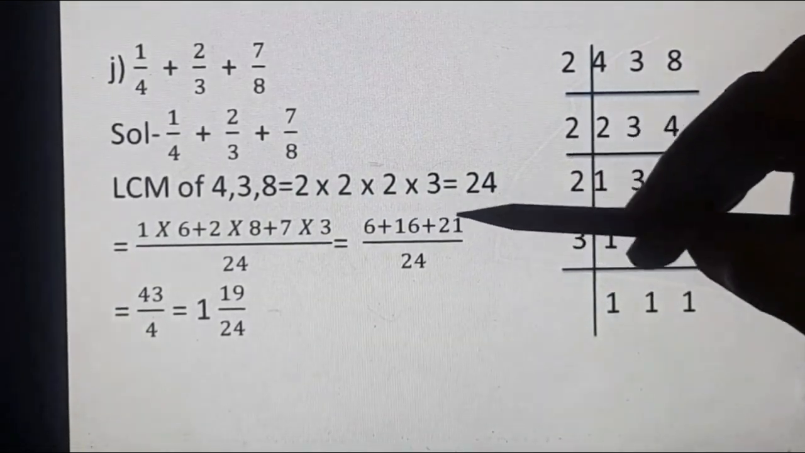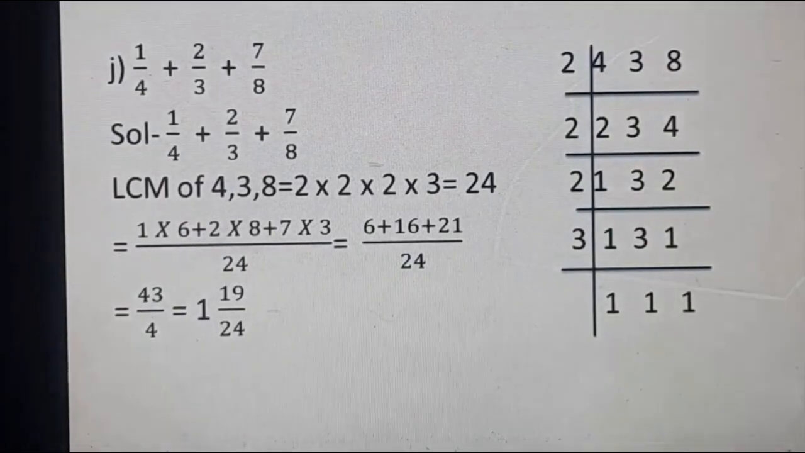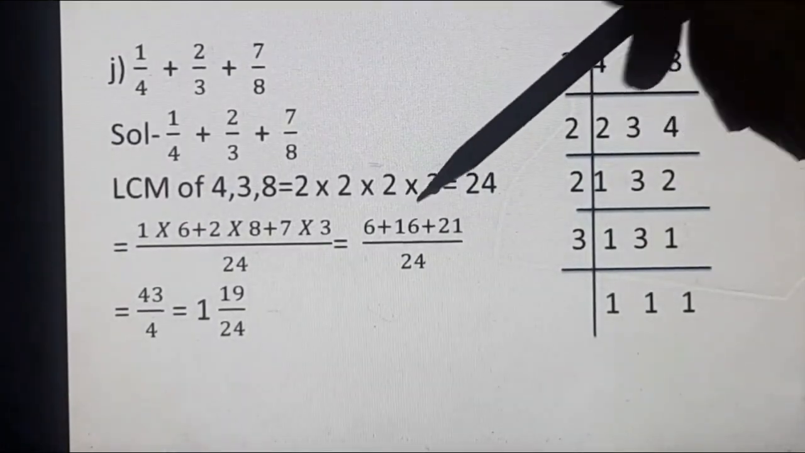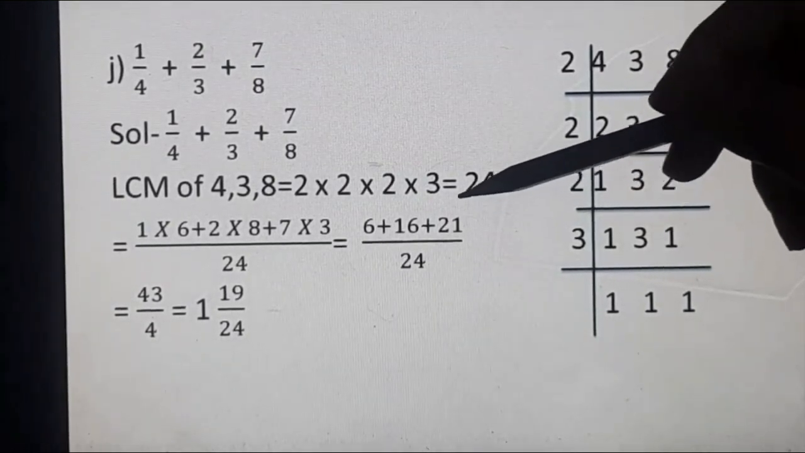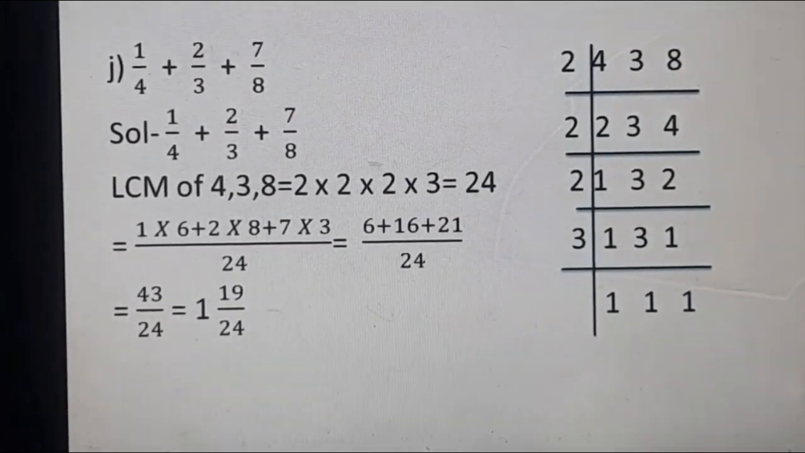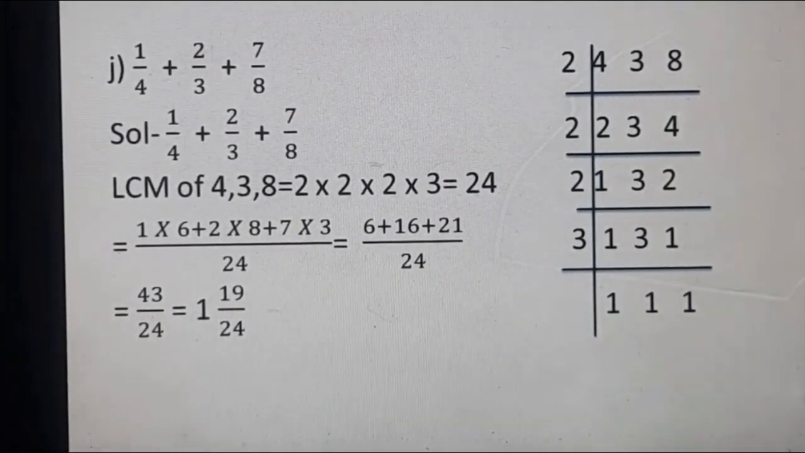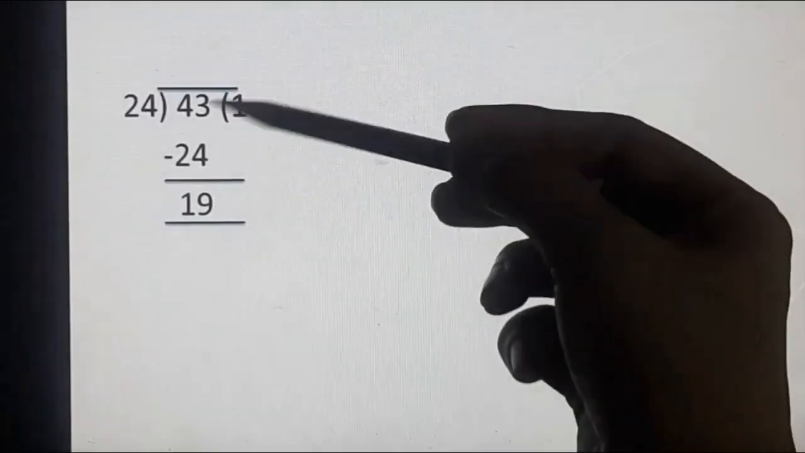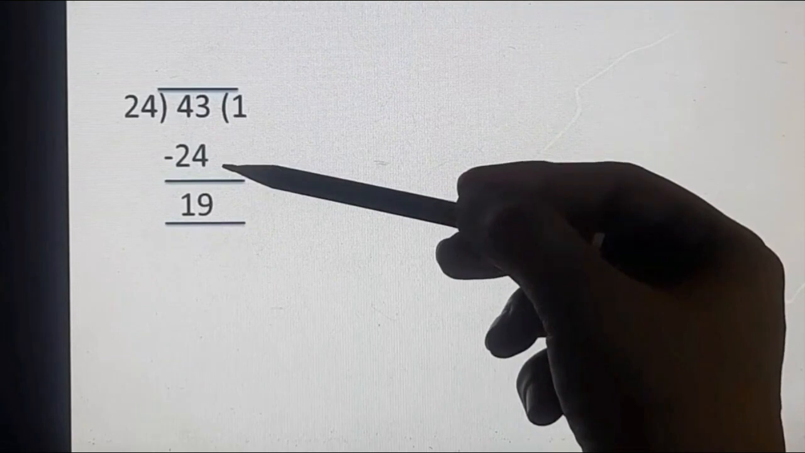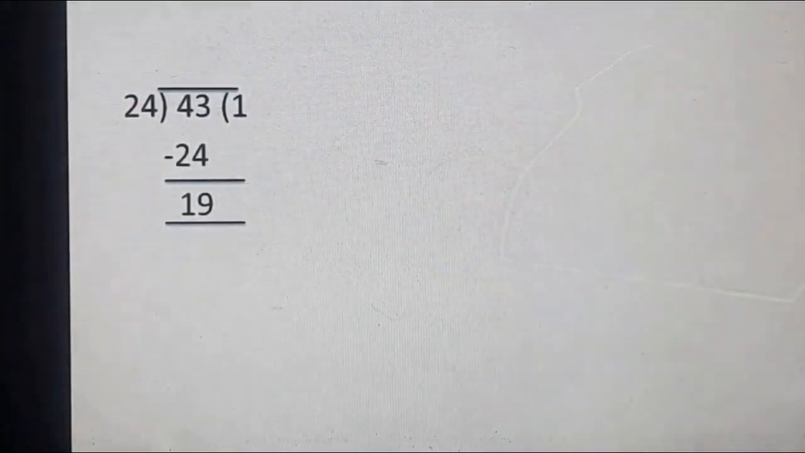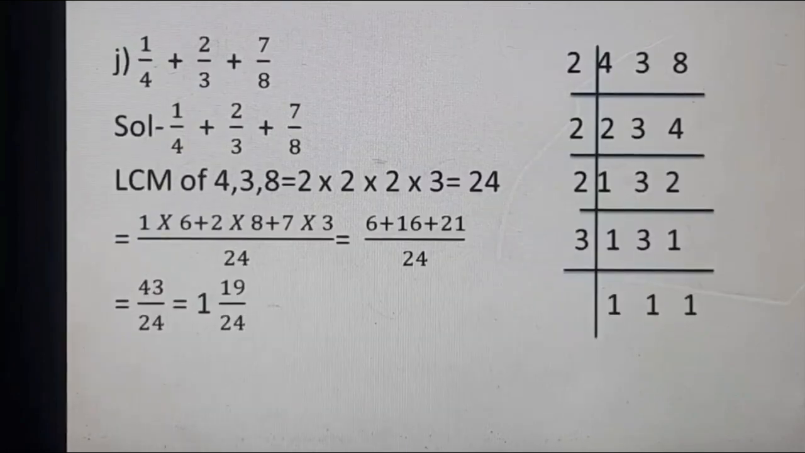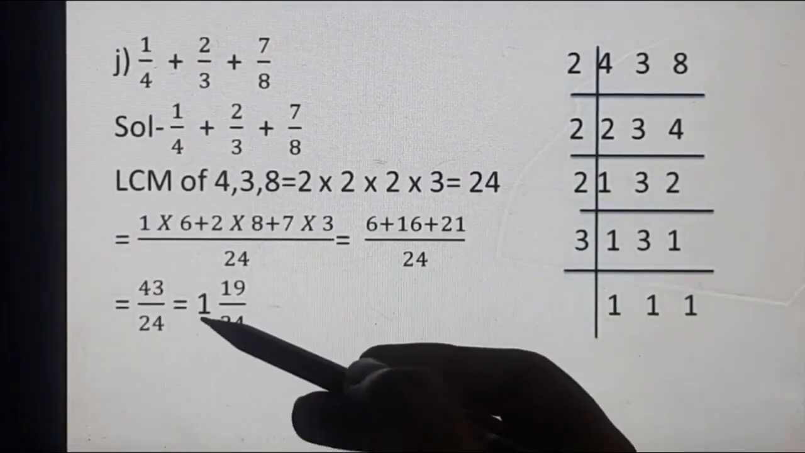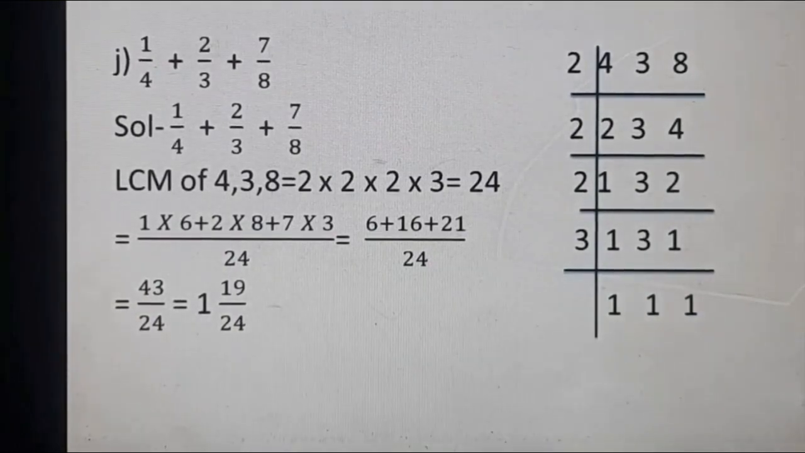So 6 plus 16 plus 21 upon 24. So add these. 6 plus 16, 22. 22 plus 21, 43. 43 upon 24. Okay. Now when we will divide 43 by 24. 24 ones are 24. 43 minus 24 gives 19. So now the mixed fraction form is 1 whole 19 by 24. So after doing the division in rough column, we will write down 1 whole 19 by 24. Right?